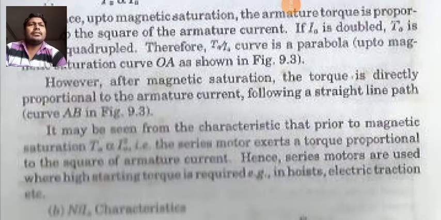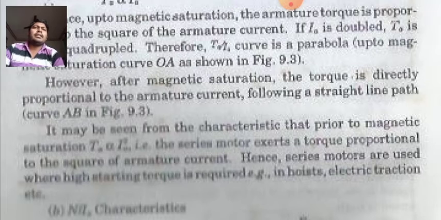However, after magnetic saturation, the torque is directly proportional to the armature current, following a straight line path, that is AB, as in the diagram. So it may be seen that prior to magnetic saturation, armature torque is directly proportional to the square of the armature current. That is, the series motor exerts a torque proportional to the square of armature current. Hence, series motors are used where high starting torque is required, for example hoists, electric traction, etc.